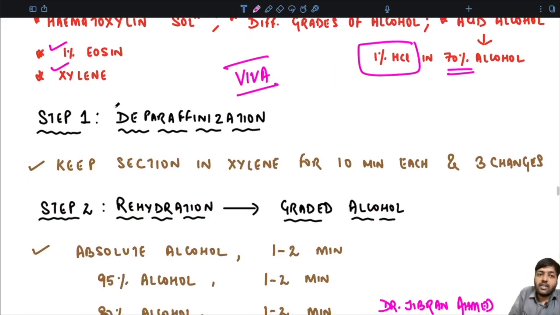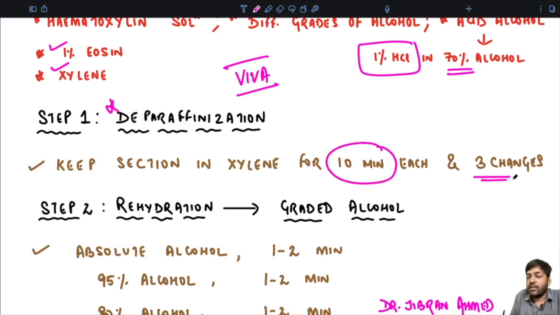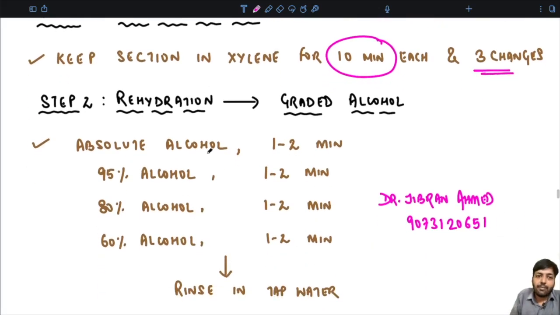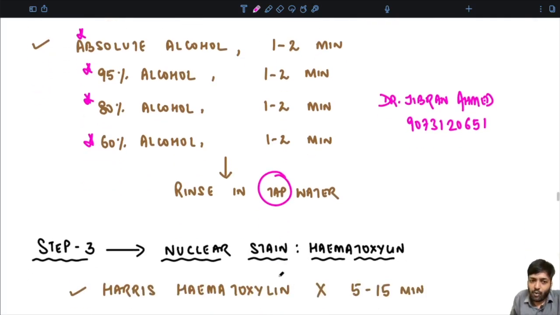Step number 1 is to carry out deparaffinization. You keep the section in xylene for 10 minutes each, and there should be 3 changes. So 3 times in xylene, 10 minutes each. Step number 2 is rehydration via use of graded alcohol. You keep first in absolute alcohol for 1 to 2 minutes, then 95% alcohol 1 to 2 minutes, then 80% alcohol 1 to 2 minutes, and 60% alcohol 1 to 2 minutes. After that, you rinse the slide with tap water.